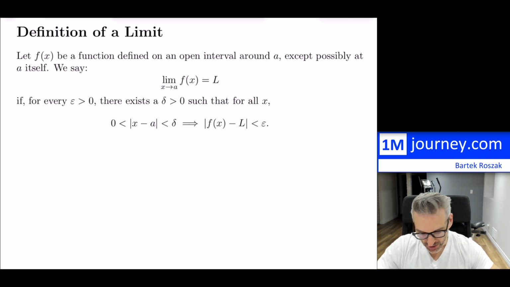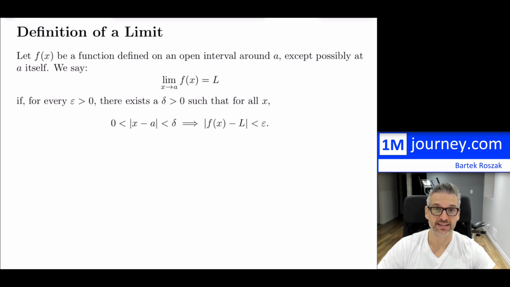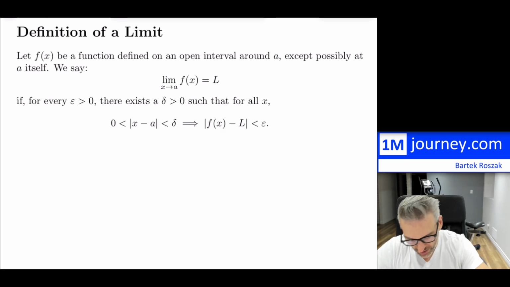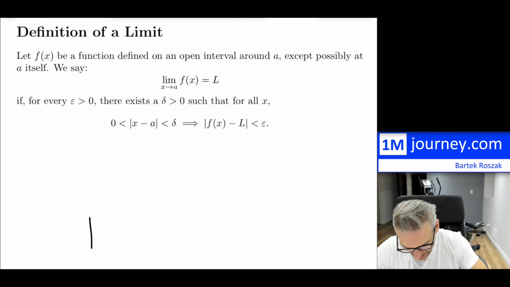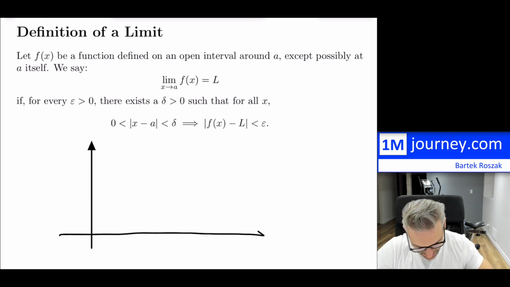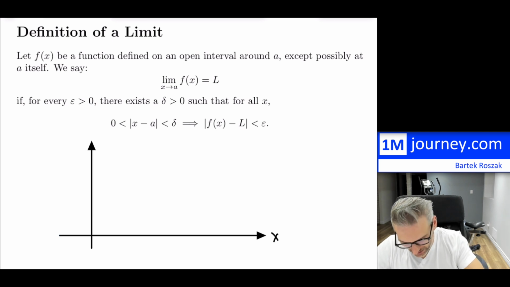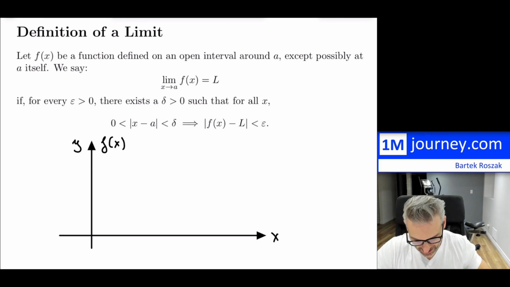All right, so the first step is, it says that let f of x be a function defined on an open interval around a, except possibly at a itself. So what does this mean? Well, if you take your standard axes, let's say this is your x-axis. Your x-axis would be your input into your function, and then we typically label this as y. Now y is actually f of x, so that is the function itself.